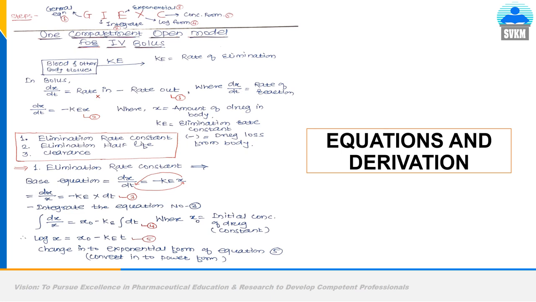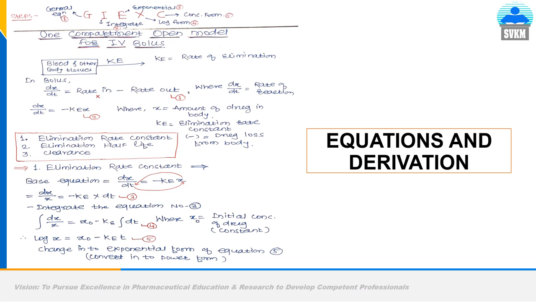Next step is, we just convert this integrate into log form. So, log x is equal to x0 minus Ket. As we know, integration of dt is nothing but t only, and integration of dx upon x is equal to log x only. This is the basic equation. So, from this equation 4, we'll get the equation number 5. Just remove the integration, that's it.